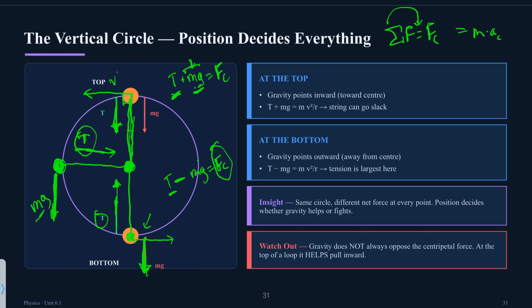Same old tension is equal to centripetal force. At the top, tension has to be less than centripetal force. At the bottom, tension has to be greater than centripetal force to compensate for the gravity hindering it. All right, and then of course you can substitute in centripetal force with mv squared over r, and you can go along your way doing that.